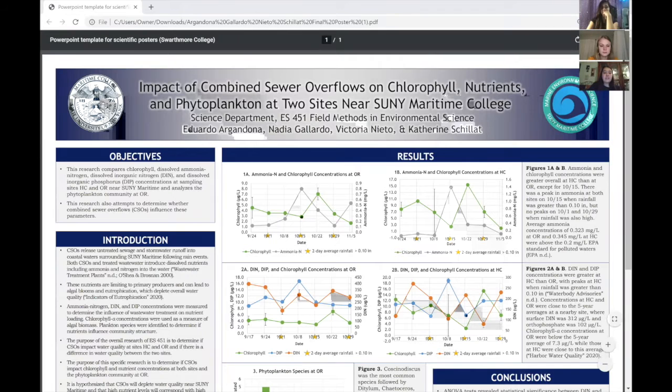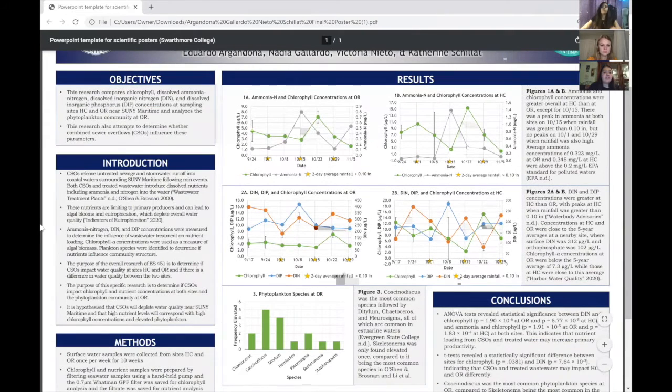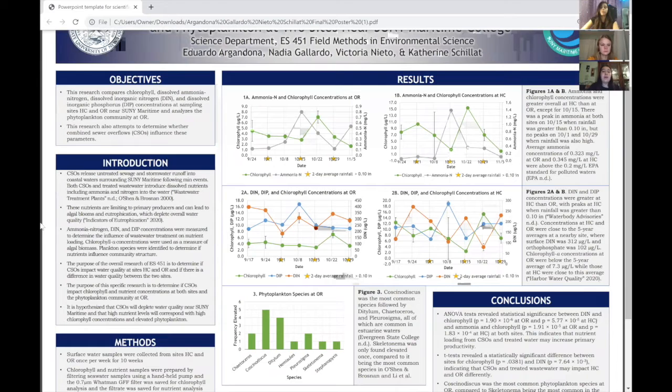So, a little introduction and background. CSOs release untreated sewage and stormwater runoff into coastal water surrounding SUNY Maritime, specifically following rain events. Both combined sewer overflows and treated wastewater introduce dissolved nutrients, including ammonia and nitrogen, into the water, according to O'Shea and Bronson. These nutrients are limiting to primary producers and can lead to algal blooms and eutrophication.